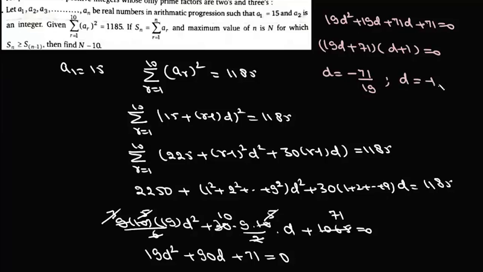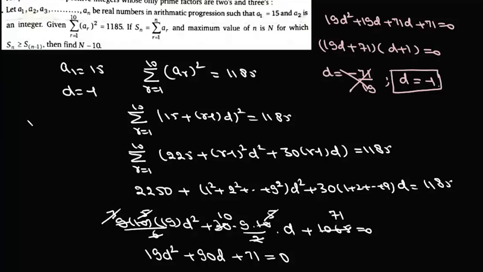Now it says a2 is an integer. So if a2 is an integer, that means we cannot take d as minus 71 by 19. So the only possible value of d here is minus 1. So for this arithmetic progression, a1 is 15 and the common difference is minus 1.